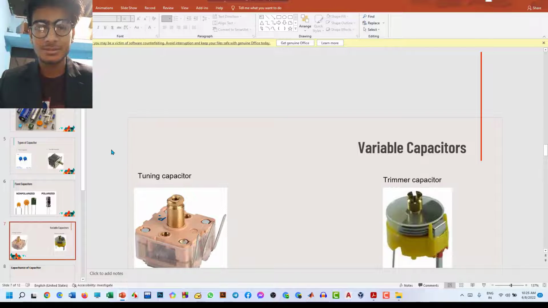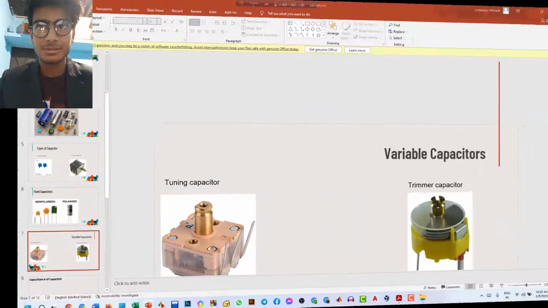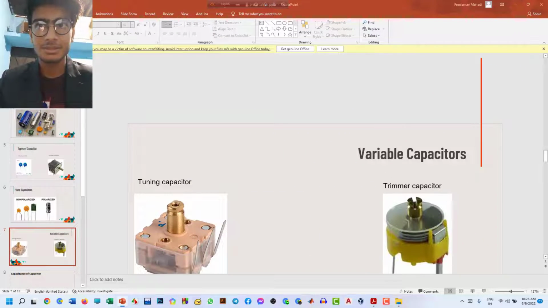And the last one is trimmer capacitor. Trimmer capacitors are variable capacitors which serve the purpose of initial calibration of equipment during manufacturing or servicing.